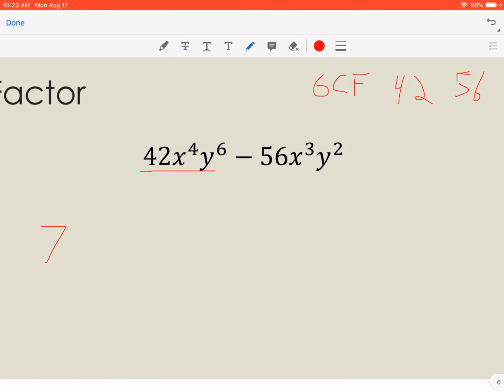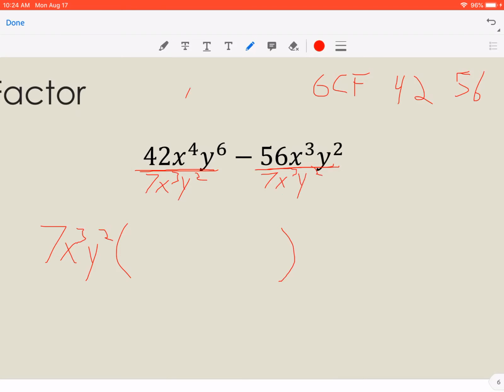This guy has 4 x's. This guy has 3. So what they all have in common is 3 x's. And look at y's. First term has 6. Second term has 2, so they at least have 2 in common. Make your parentheses. And what you're really doing is dividing both of these by 7x to the third y squared. And again, you don't have to write that, but I just do it to double check myself.